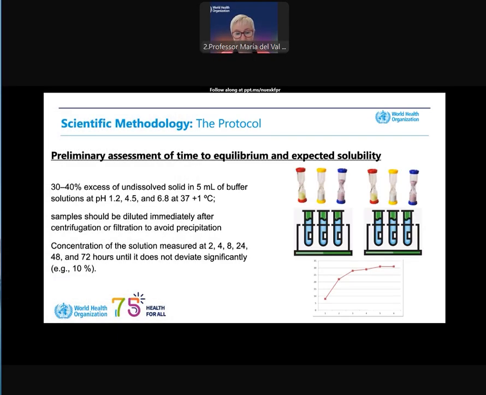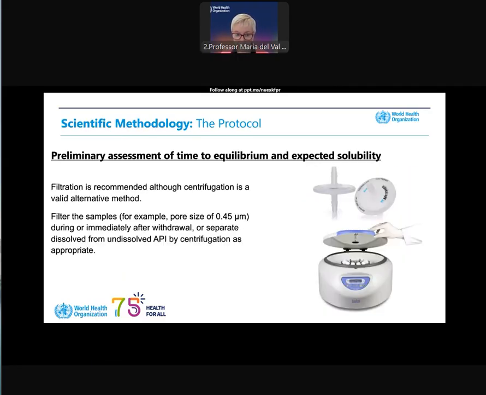Take samples at 2, 4, 8, 24, 48, and 72 hours. And we determine the dissolved concentration in order to generate this plot of concentration versus time, in order to have an idea of when we are reaching this plateau. I mean, the two consecutive samples are not deviating significantly, and then we select the time for the next experiments, what we call the time to equilibrium.